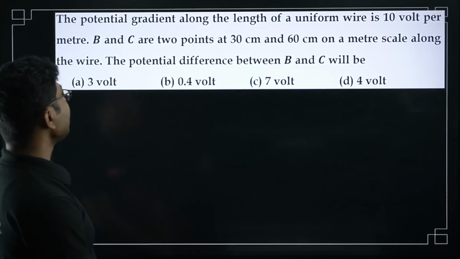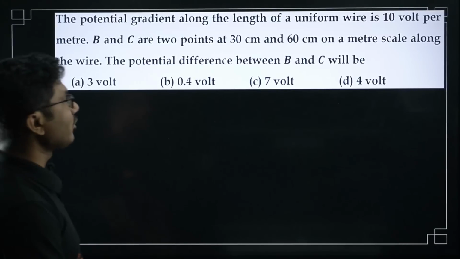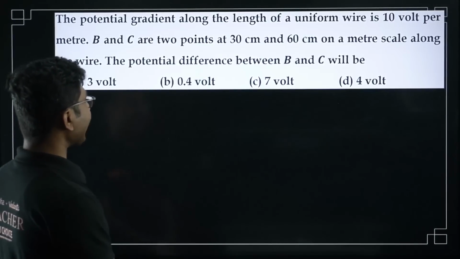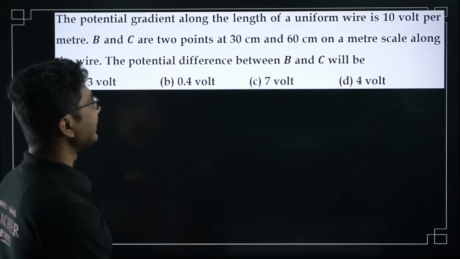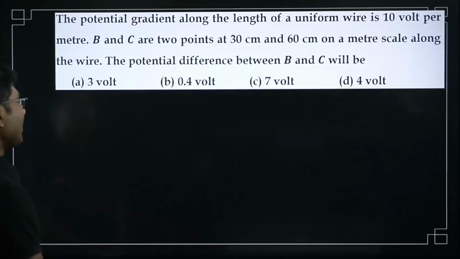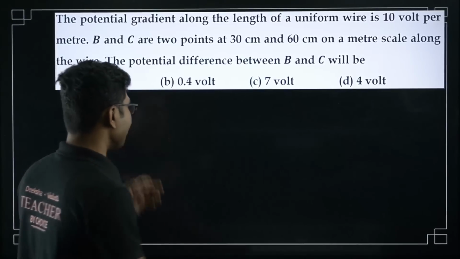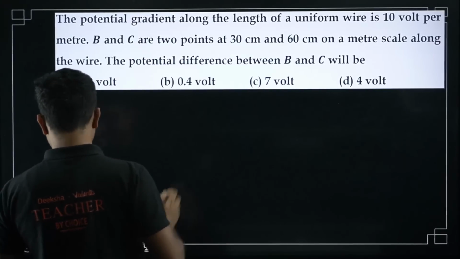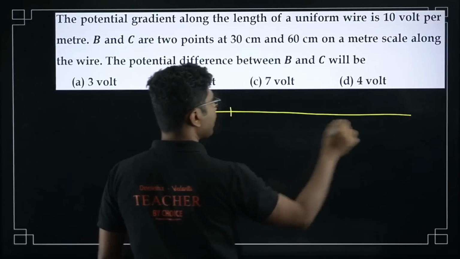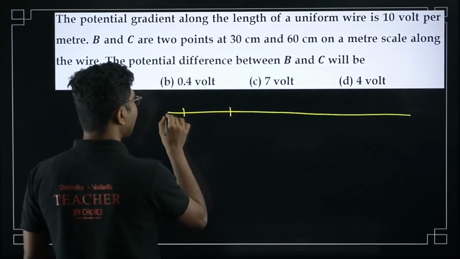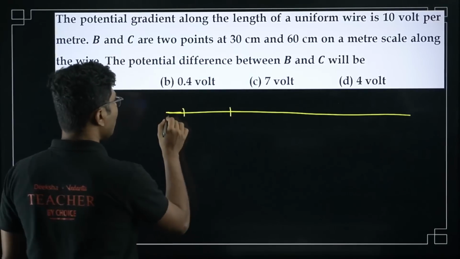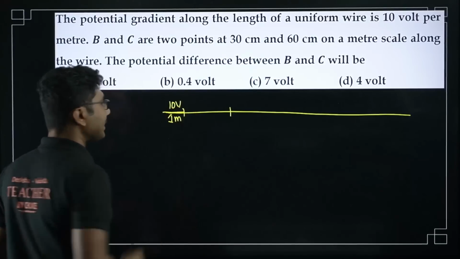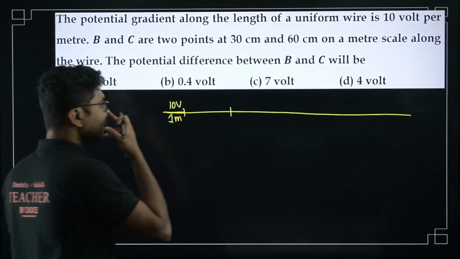Okay, the potential gradient along the length of a uniform wire is 10 volt per meter. B and C are the 2 points at 30 centimeter and 60 centimeter on a meter scale along the wire. The potential difference between B and C will be. So here we have a long wire. The potential gradient means if you move 1 meter distance, you will get the potential to be 10 volt. So per 1 meter the potential is 10 volt.